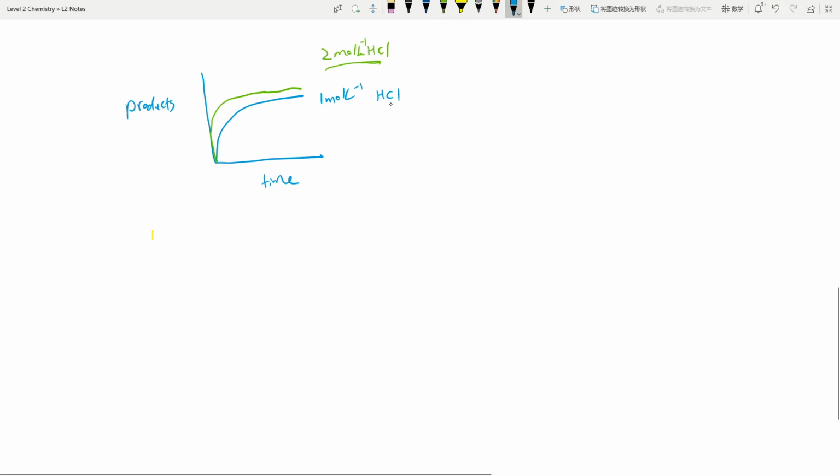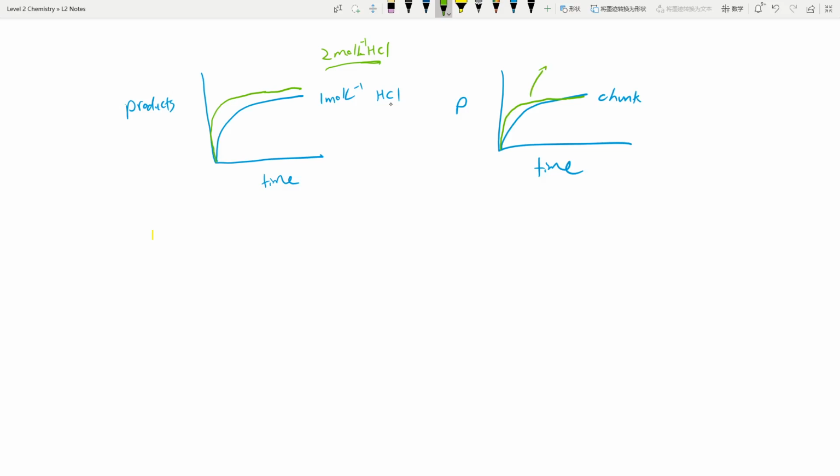Okay, so if we look at surface area, if we look at the products and then time on here, let's say if this is chunk, how do I draw the powder? Well, if you draw the powder, it's going to look like this. It's going to look like that, and they finish at the same point because they have the same amount. So the green one will be the powder one.